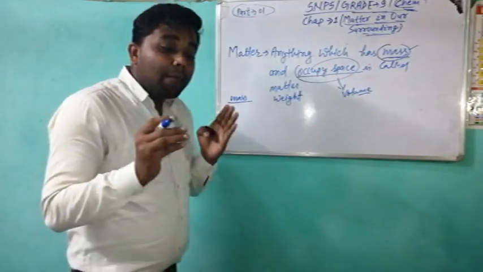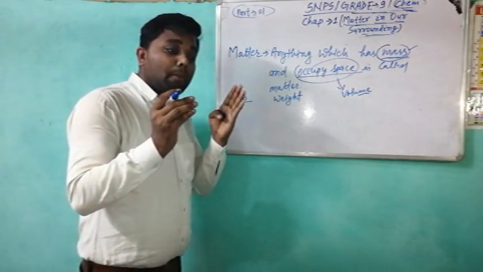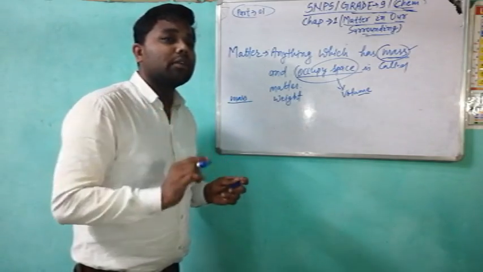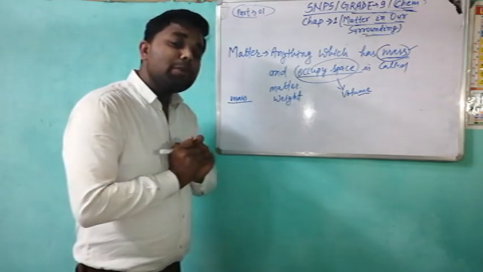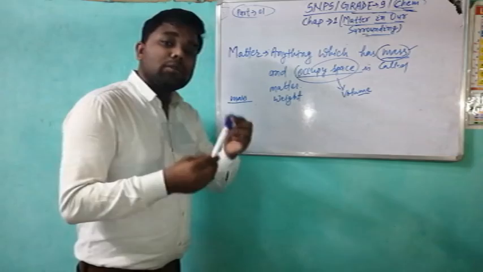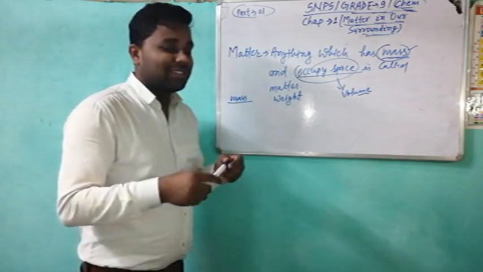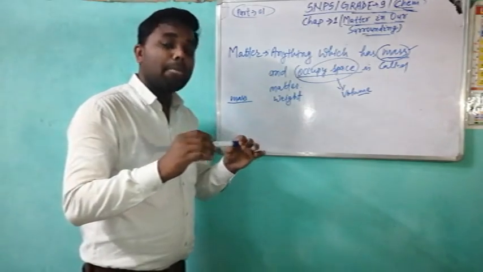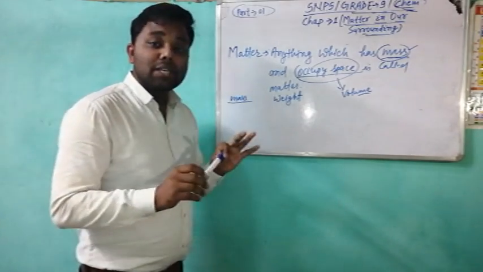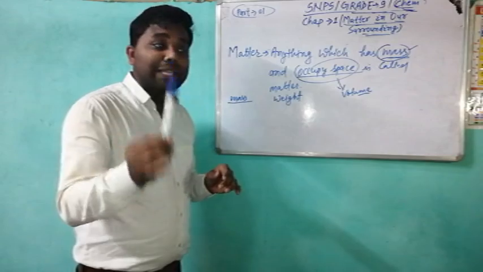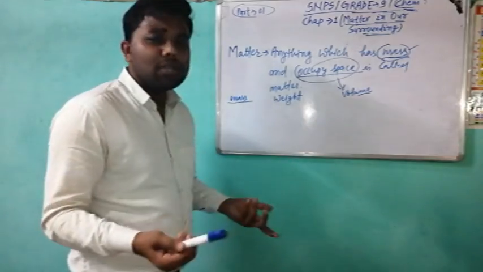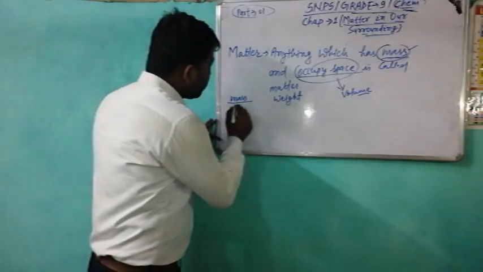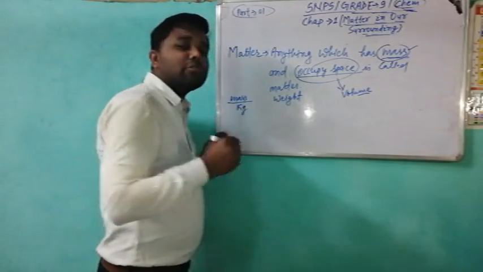What is mass? Mass is the amount of matter present in any substance. Suppose this is a marker and it is built from plastic; the amount of plastic present in this marker is called its mass. Simple. So what is the SI unit of mass? The SI unit of mass is simply kg.